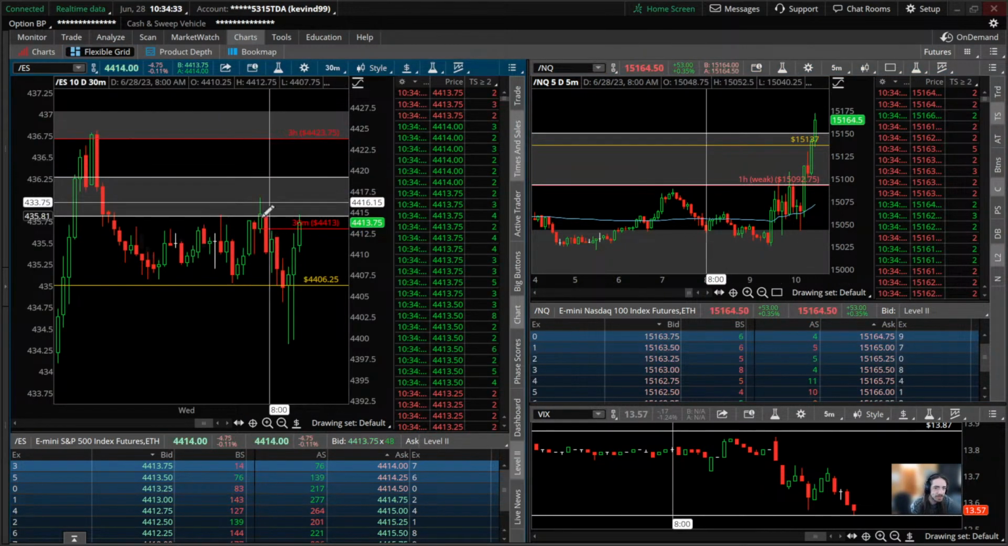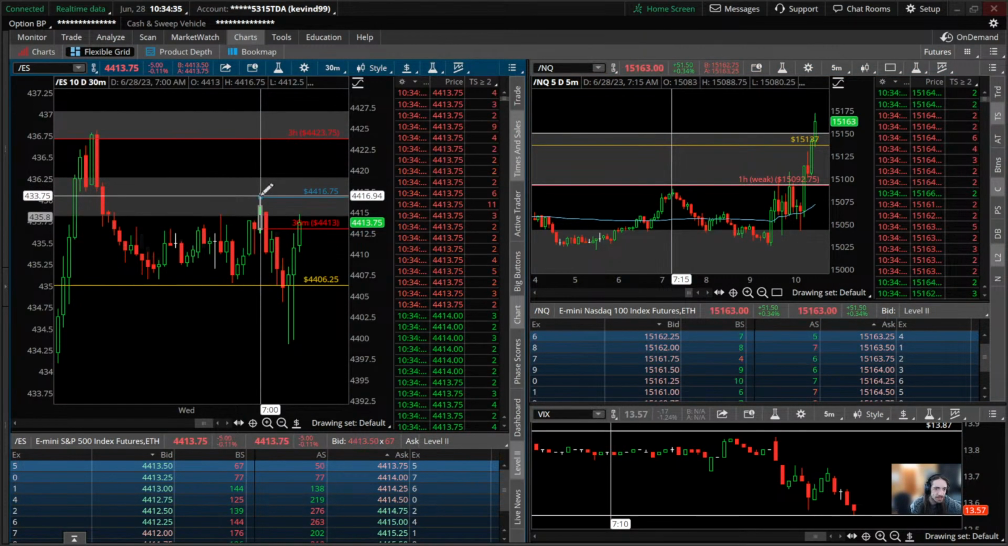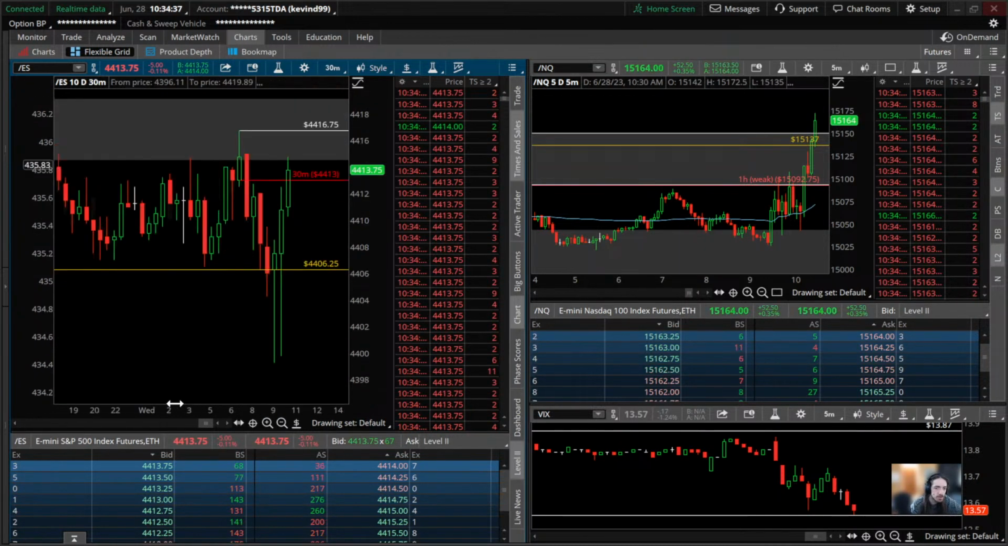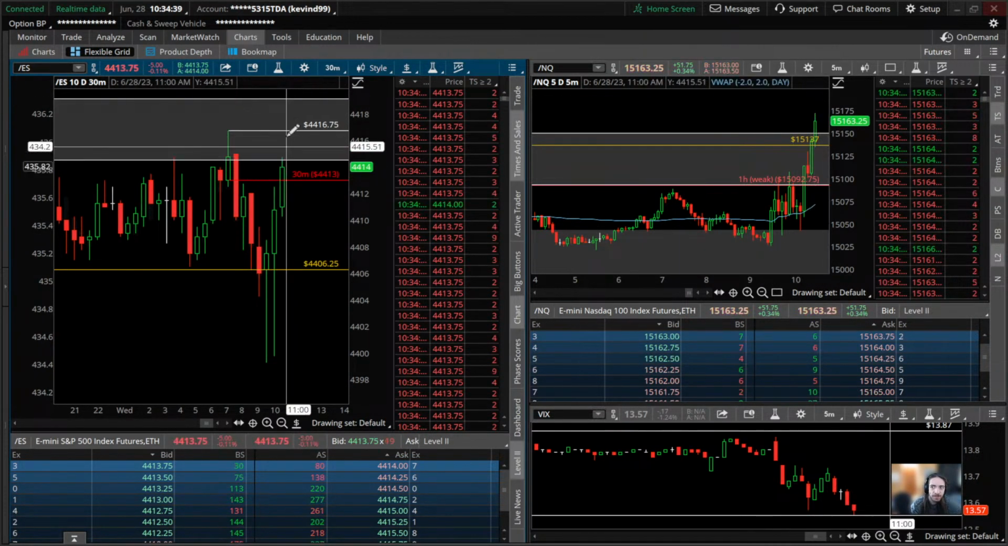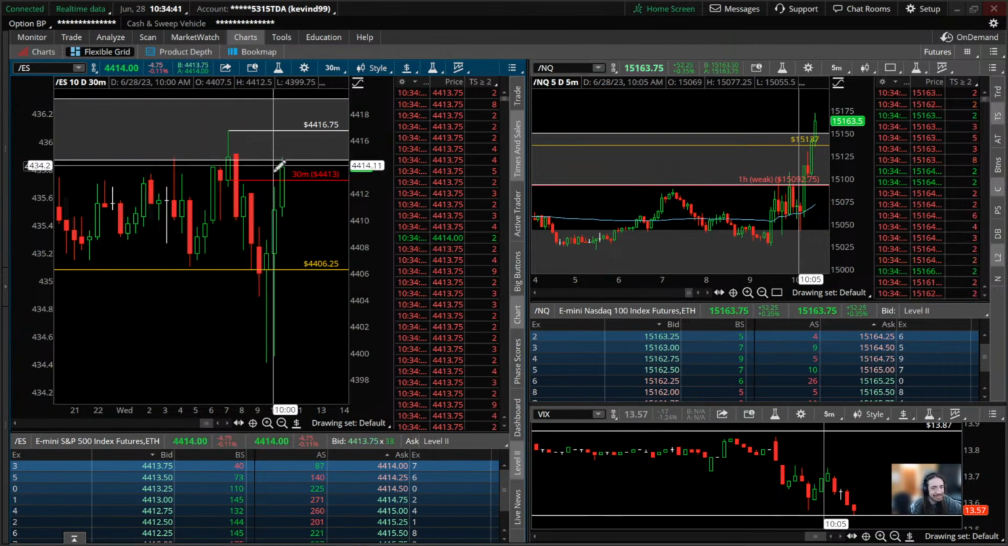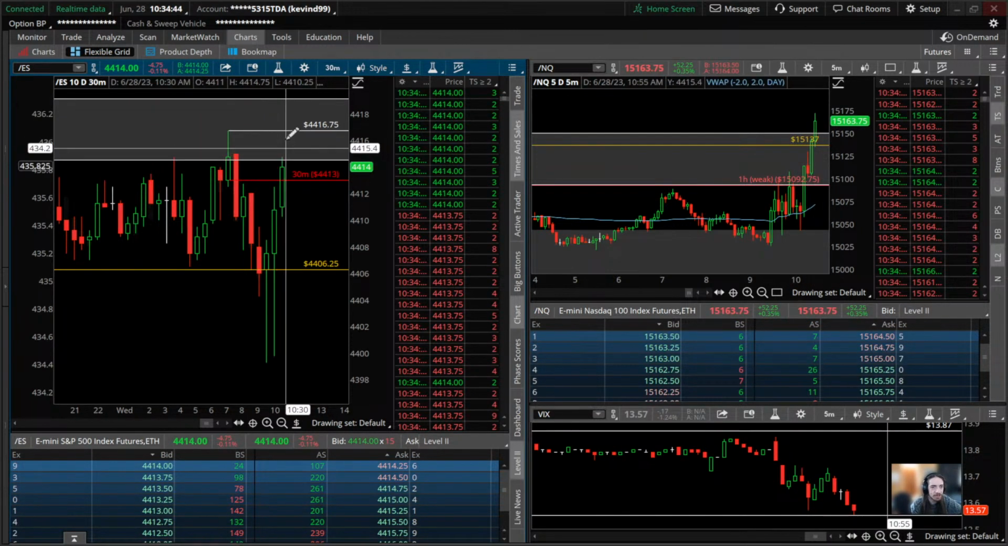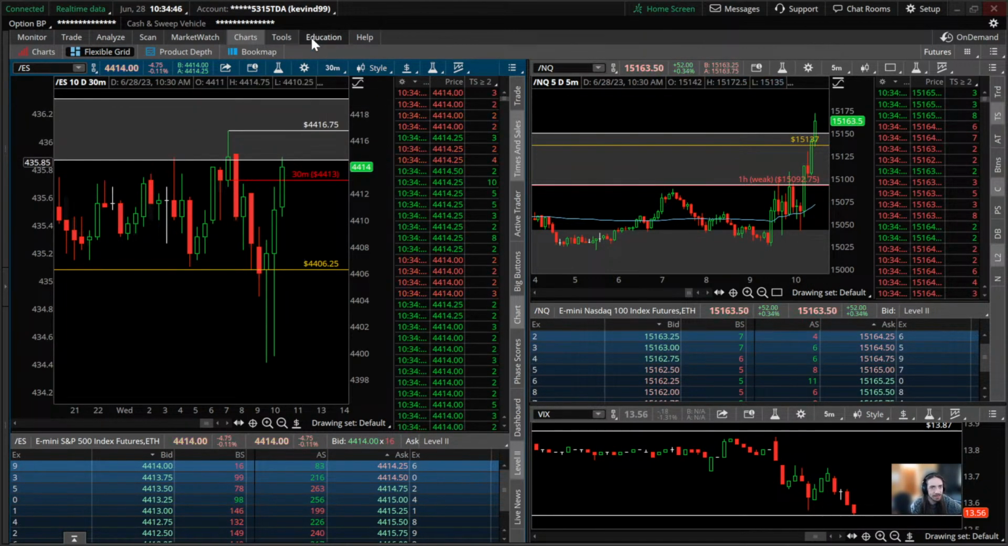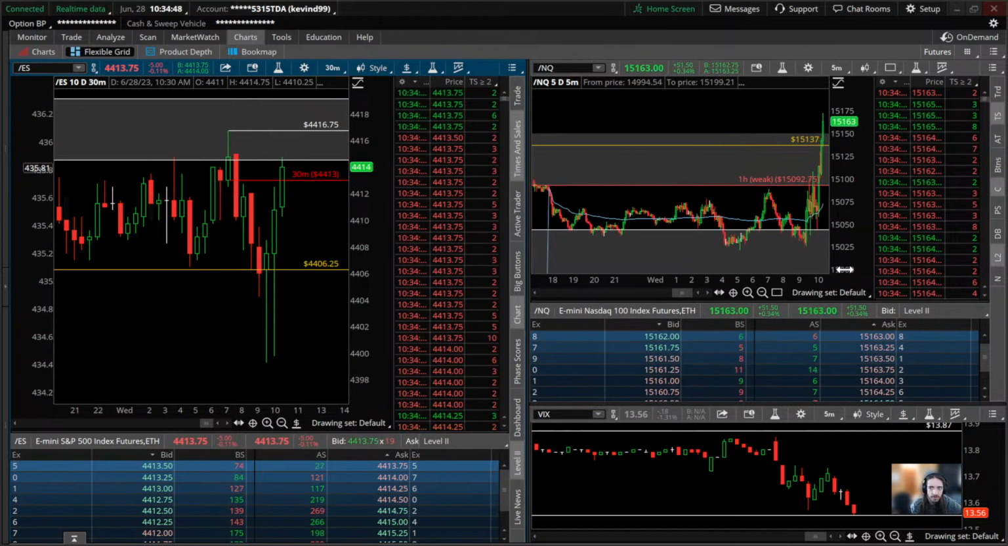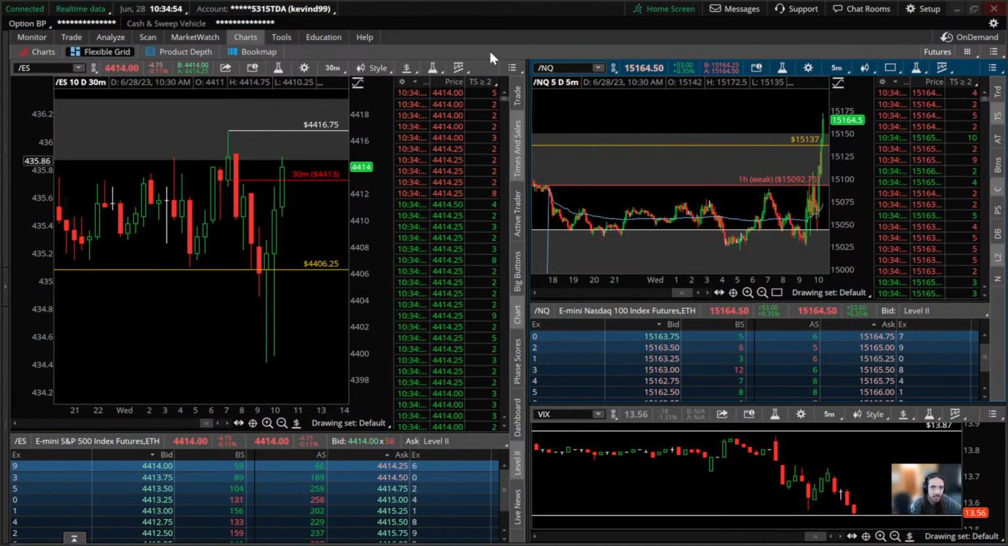Let's see where this 30-minute stops. 30-minute stops right here. So as long as we're in this supply zone, it's hard for me to take any type of longs. I would want us to break it, reclaim it, and then go higher. Jeremy gave us a target of 439 on SPY, which would put us higher today.